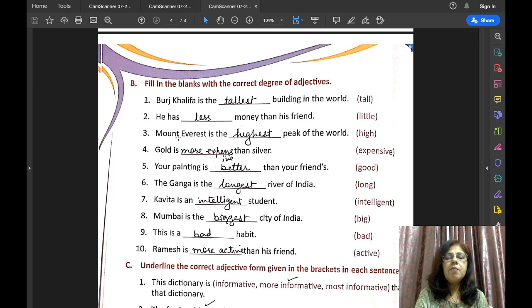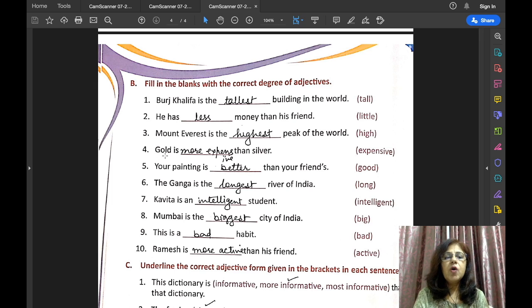Number 3. Mount Everest is the dash peak of the world. Again, the comparison is between more than two. All the peaks of the world are being talked about here. So, we will write the superlative degree of high, and again see that the article is used before the blank. As we know, the article is used only with the superlative degree. So, the superlative degree of high is highest. Mount Everest is the highest peak of the world.